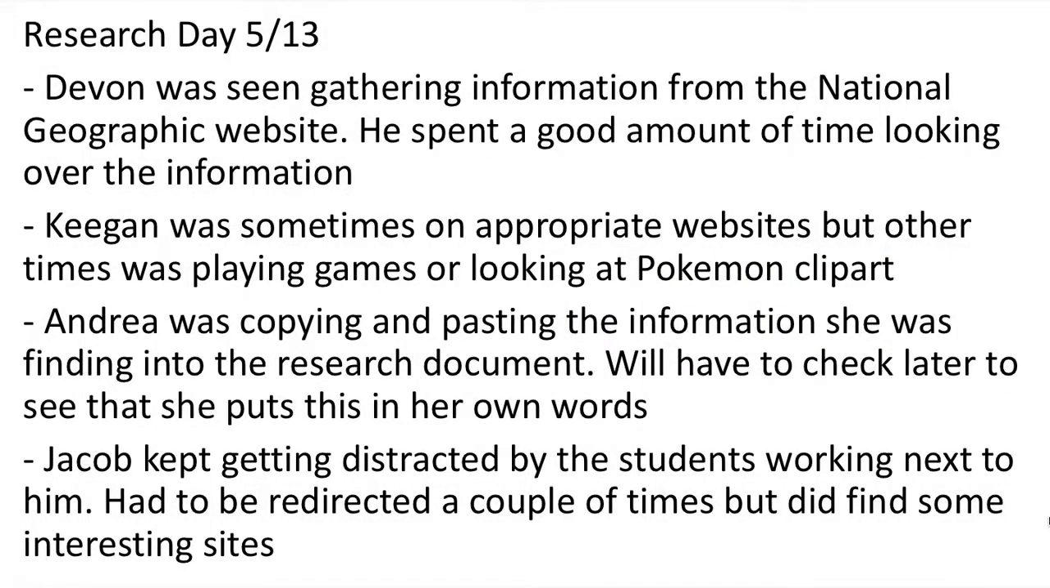So in this case, on May 13th, the teacher took notes as they were observing what students were doing, and they saw that Devin was gathering information from a National Geographic website. He spent a good amount of time looking over the information. So that's a positive note that a teacher can go back to and say, okay, Devin was doing what he was supposed to do. However, the teacher observed Andrea copying and pasting the information she was finding into a research document, and made a note to go back and make sure that Andrea puts that in her own words. So it could be that these observations eventually get flipped into an assessment or a grade of whether they got it or not.